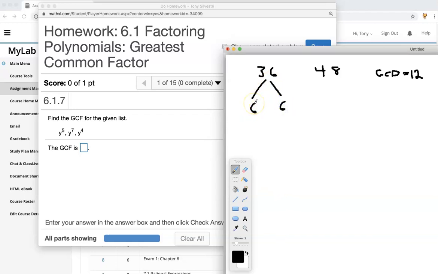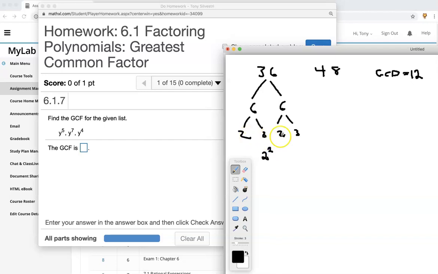Let's take a look at the 6. Can you break that down? I think you can. That's going to be 2 and 3. And ditto on this 6: 2 and 3. What that says is 2 and 3 are prime numbers. You can't break those down anymore. So you go all the way down this tree, an upside down tree, and you say, well, how many 2's do we got? I've got 2 2's.